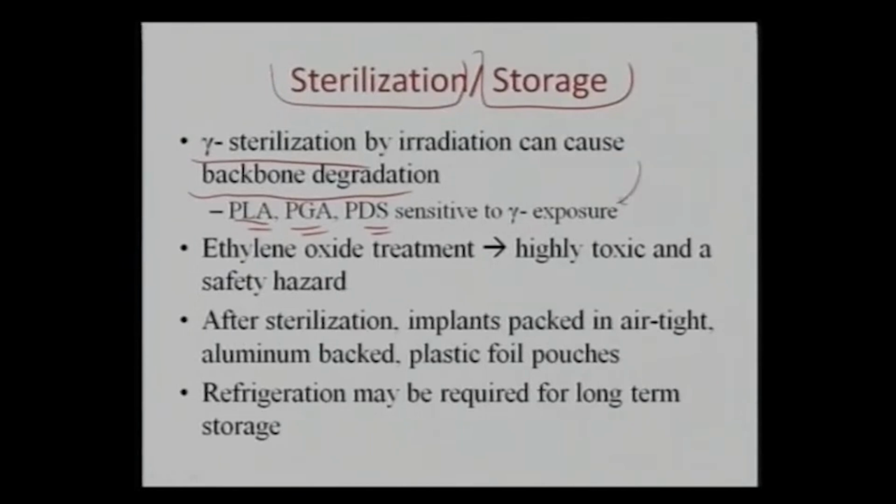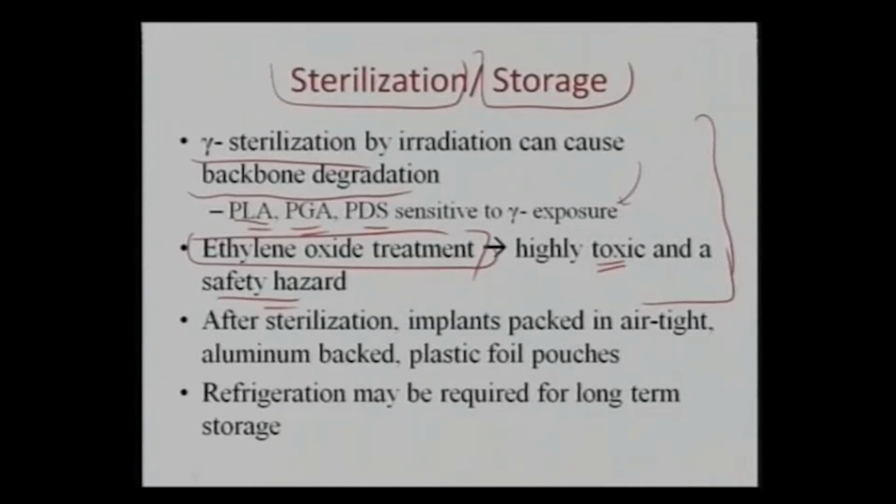So in this case this sterilization may not be good enough, but gamma sterilization can be useful for certain other polymers. In case of PLA, PGA and PDS, ethylene oxide treatment can be given, but the problem with ethylene oxide is that it is highly toxic and it is a safety hazard. So that is again give and take of certain materials: if they are prone to gamma damage, then they have to be treated with ethylene oxide. But again, with ethylene oxide we have concerns about safety, that it needs to be properly cleaned up because it is highly toxic and can become a safety hazard.